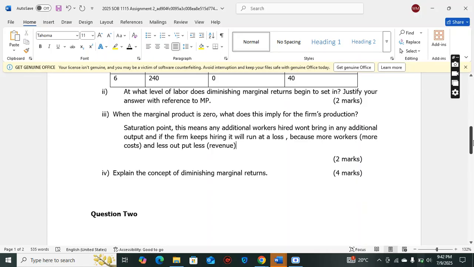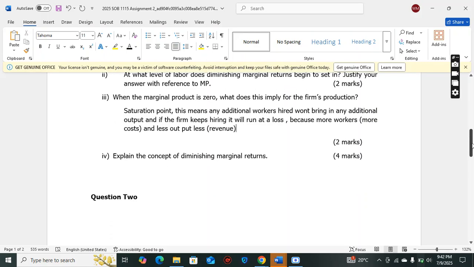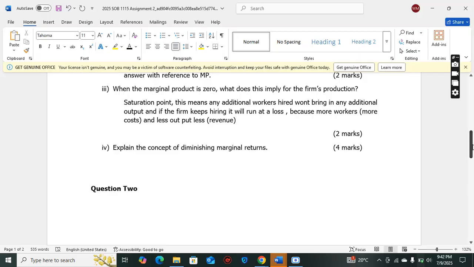Do not worry, I'll write all of that. I'll write all of that stuff. Okay. Explain the concept of diminishing marginal returns.